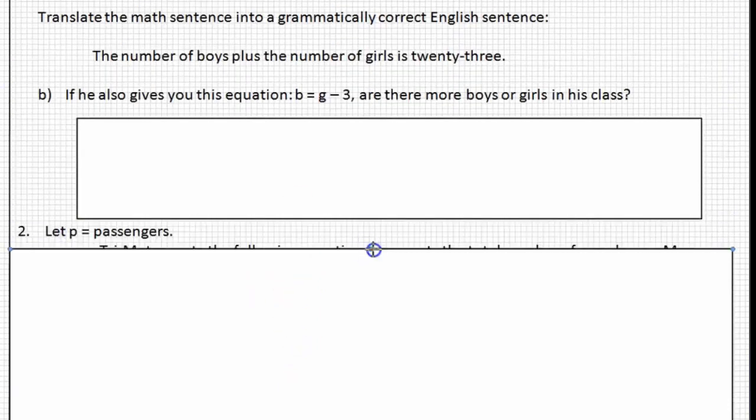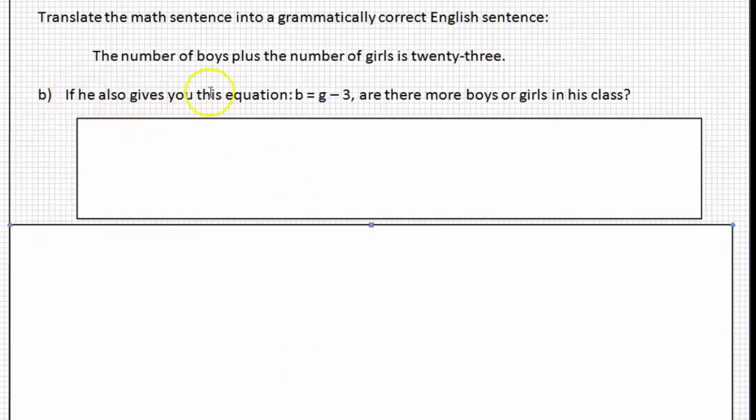We're going to add on to that. He also gives you the equation that B equals G minus 3. And I want to know, based on this equation, are there more boys or girls in his class? So think about this equation here. The B still stands for boys, the G still stands for girls, so if B equals G minus 3, using this equation, can we tell if there are more boys or more girls in his class?